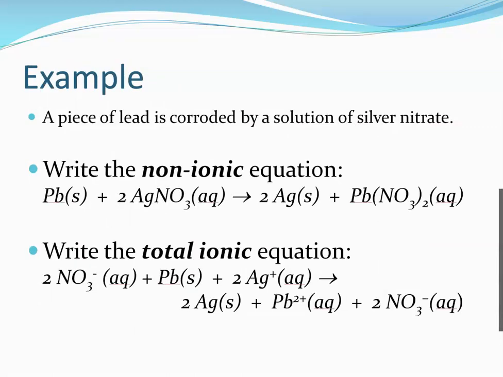Here is a more typical example that you might encounter. Single replacement reactions are very common in redox chemistry. This reaction involves solid lead and silver nitrate. The non-ionic reaction shown is a balanced chemical reaction. The total ionic equation is what you get when we divide the ionic compounds into their ions. This process is done to work towards the net ionic equation.